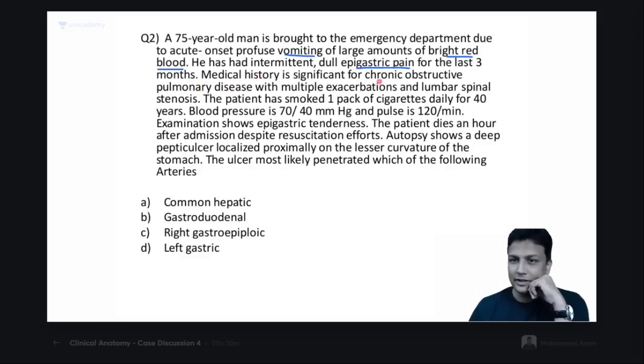Medical history is significant for chronic obstructive pulmonary disease, COPD, with multiple exacerbations and lumbar spinal stenosis. The patient has smoked 1 pack of cigarettes daily for 40 years. Blood pressure so and so, the pulse is 120 per minute. Examination shows epigastric tenderness. The patient dies an hour after admission despite resuscitation. Autopsy shows a deep peptic ulcer, localized proximally on the lesser curvature.